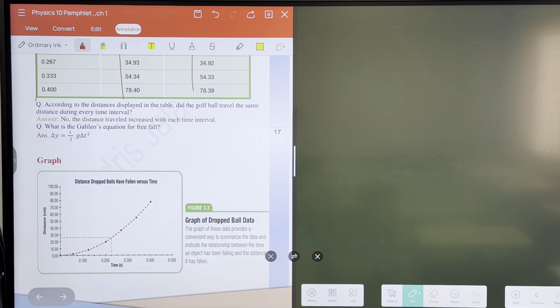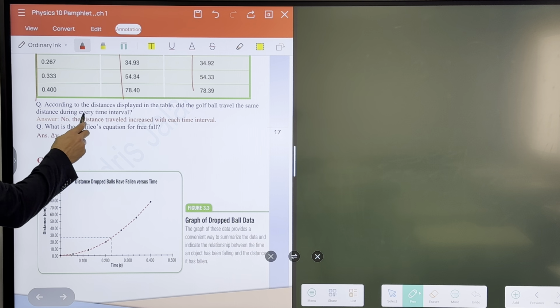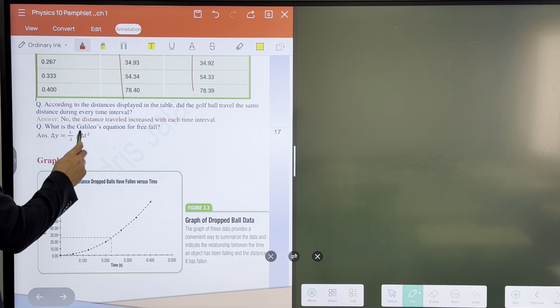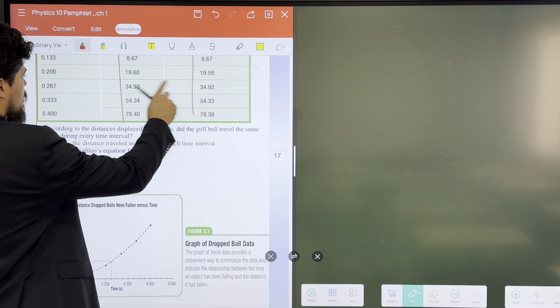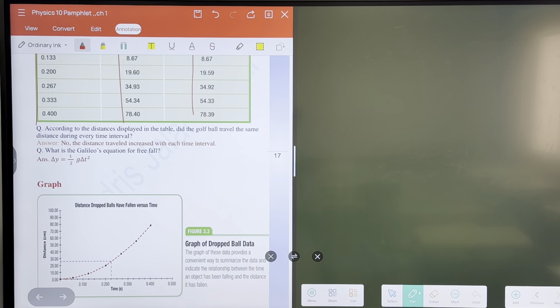According to the distance displayed in this table, did the golf ball travel the same distance during every time interval? No. There is a little difference, because the distance increases with each time interval.